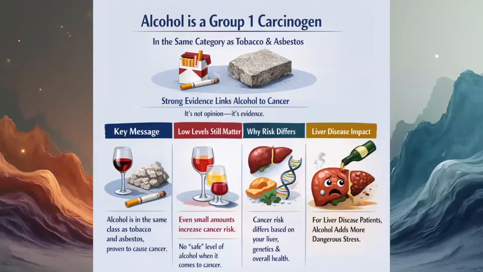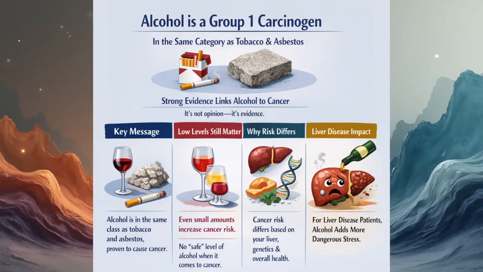Now that we've talked about alcohol as a driver for liver disease and cancer risk, I really want to pause and say something that may surprise some of you. Some of you may already know this, but alcohol is a group 1 carcinogen, however you like to pronounce it. It's in the same category as tobacco and asbestos, which we have known for years cause cancer. This classification reflects strong evidence linking alcohol to cancer. So this is not about opinion, it's about evidence.